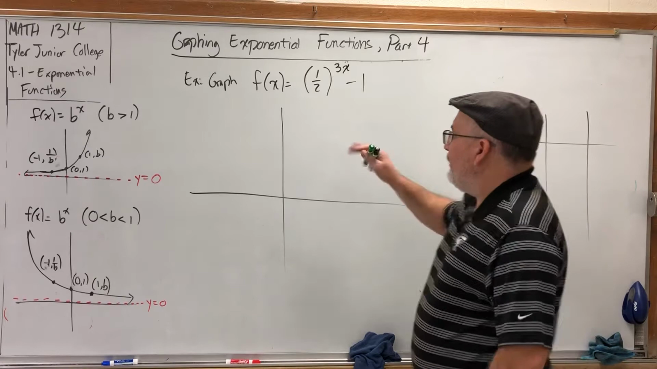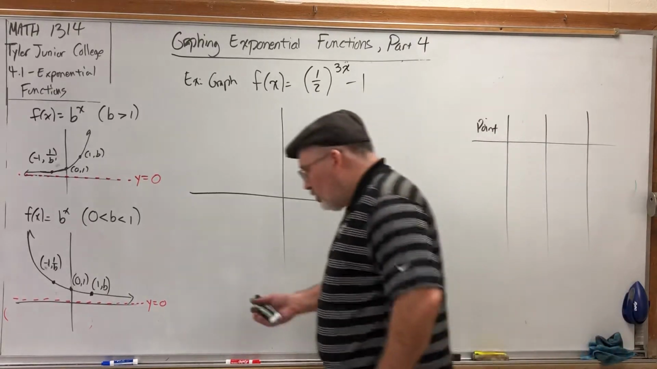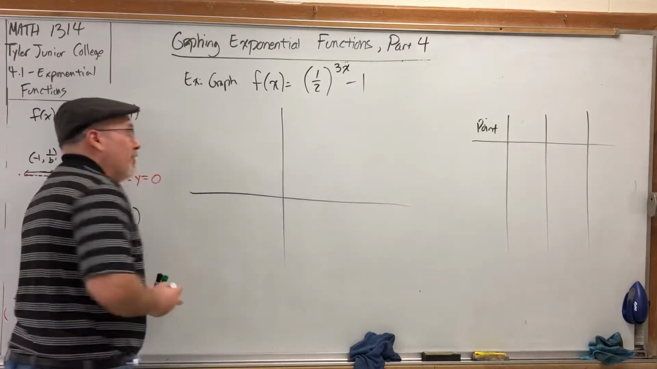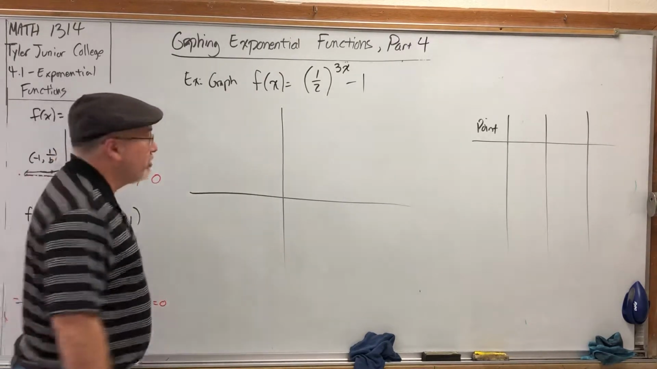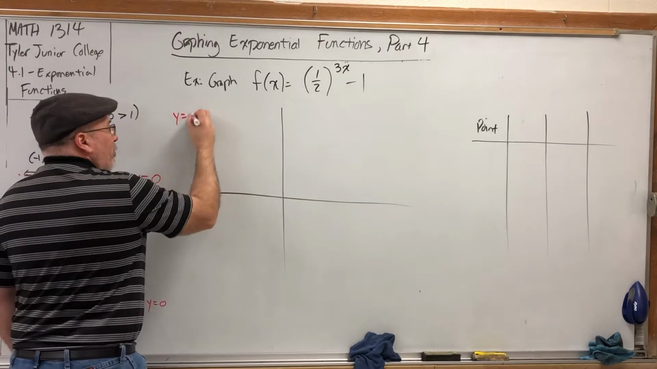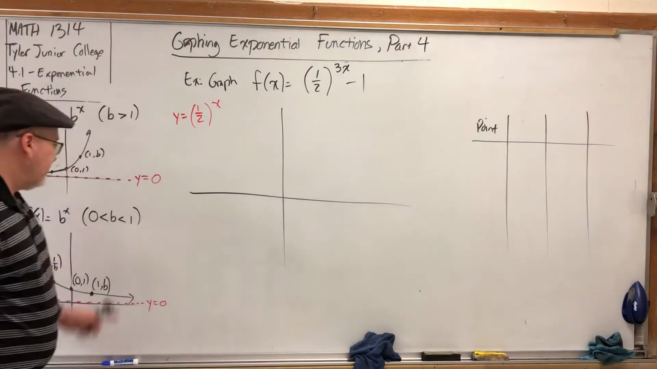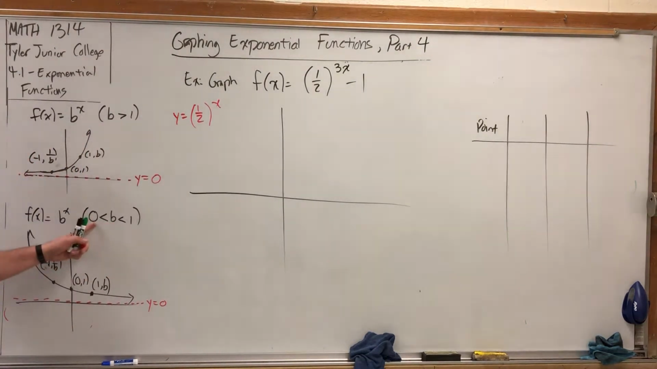We're going to graph f of x equals 1/2 to the 3x power minus 1. Let's start by analyzing what the function would look like without any of its transformations, namely without the 3 and without the minus 1, and just look at y equals 1/2 to the x power. Since its base is less than 1, but still positive, we would get exponential decay.